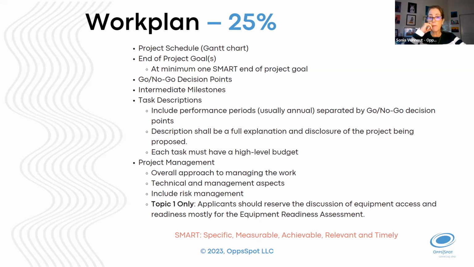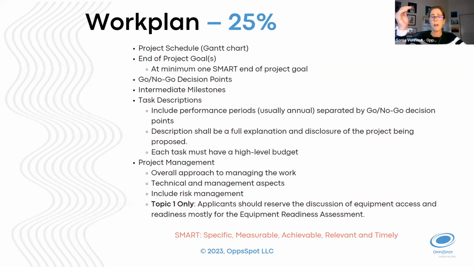DOE also wants you to have go and no-go decision points. And so typically you do these on a yearly basis so that you don't get really complicated. And they outline how to do it and what they want you to do for that as well in the FOA. And what are going to be these intermediate milestones.